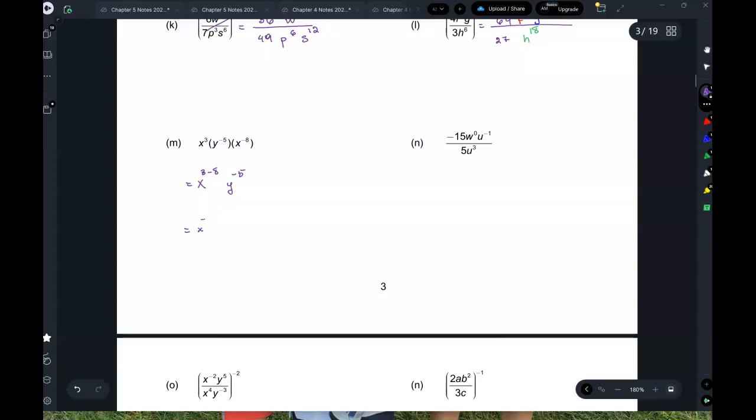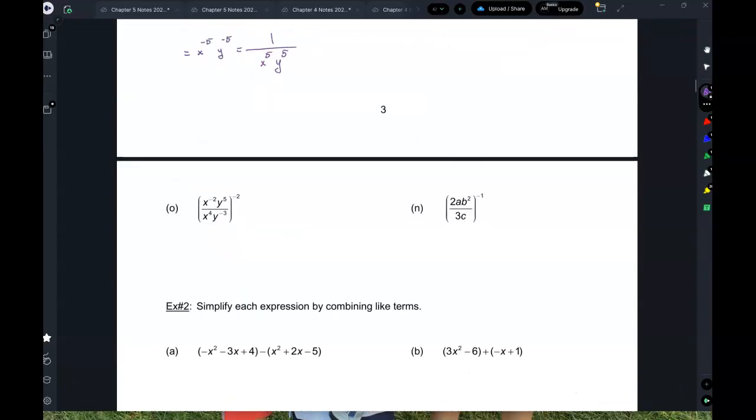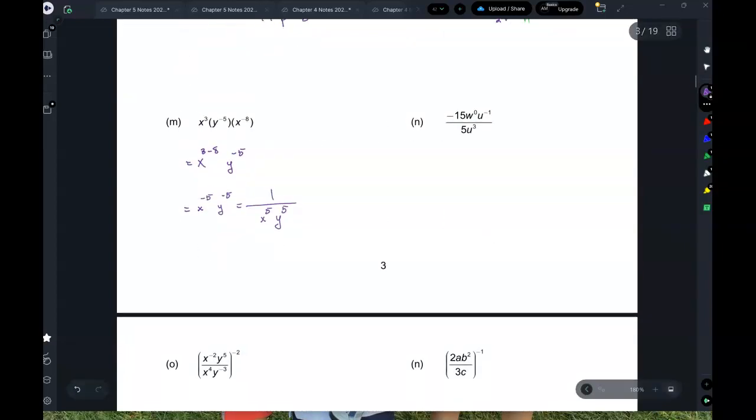So, x to the negative 5 and y to the negative 5. Now, both of these have negative exponents. Both of them have to move downstairs individually, though. So, x to the 5 moves downstairs and becomes positive. Y moves downstairs, becomes positive. Nothing is left on top, so what do I put as a filler? A 1.